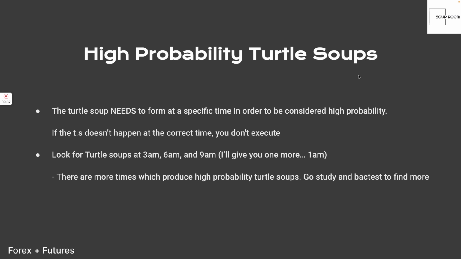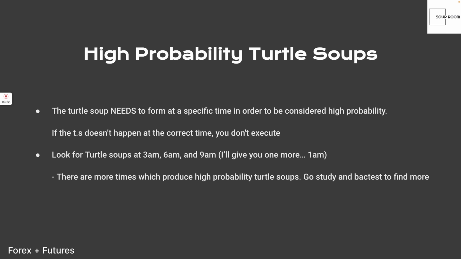So now, since we know the high probability CRTs and what times and what days they form, we must now learn where the high probability turtle soups, the high probability purges will come. What times? The turtle soup needs to form at a specific time in order to be considered high probability. If the turtle soup doesn't happen at the correct time, you don't execute. Let's say you're looking for a turtle soup at 3 a.m., but the turtle soup happens at 2 a.m. You do not enter. You wait for the next setup. Simple. Filter your trades.